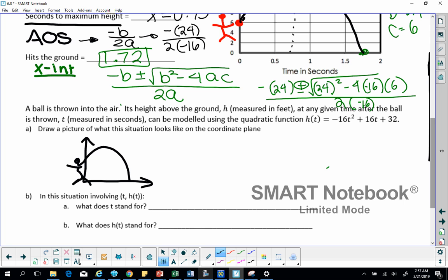In this function, what does t stand for? What did they tell us t stood for? It's right in here. It's the seconds after the ball's thrown. So t stands for seconds. What does it say h of t stands for? Yep, so it's your height in feet.